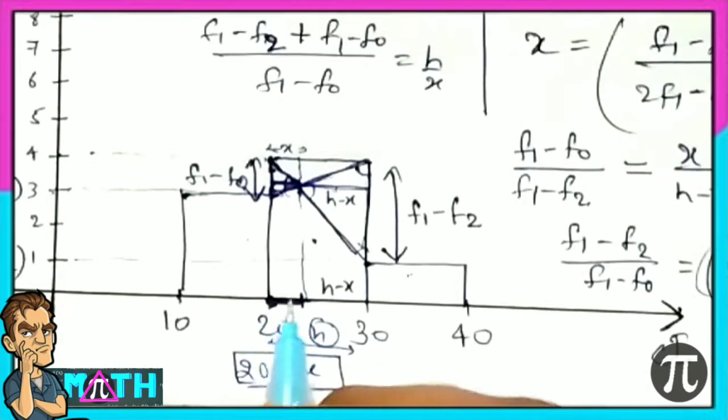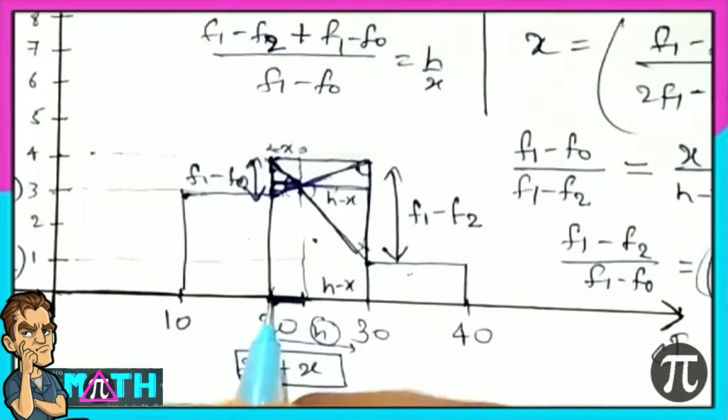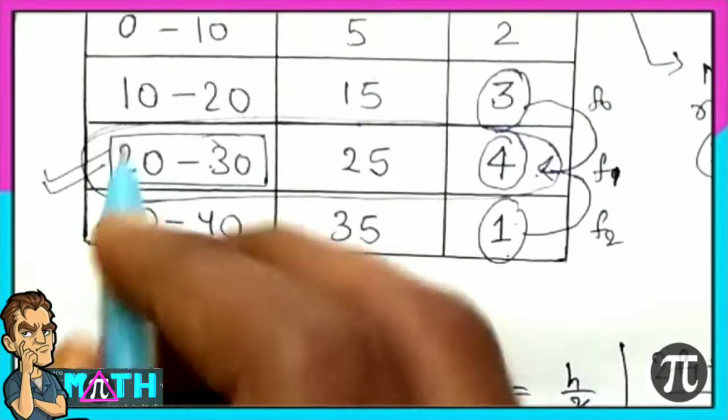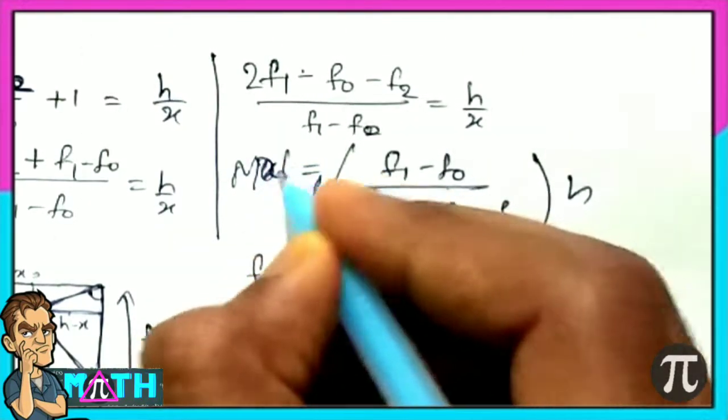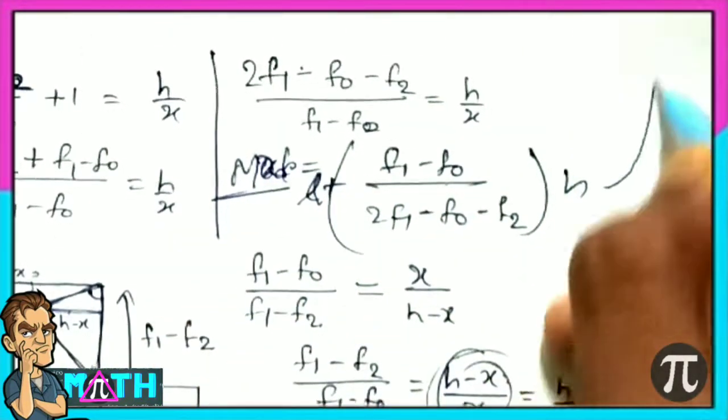So this is the value of x, but we have to find the mode. This mode is from the origin, so this length we have to find, which is basically 20 plus x. So 20 is what? It's the lower limit of the modal class. So if we add l, it becomes the mode value. So this is what we had to prove.